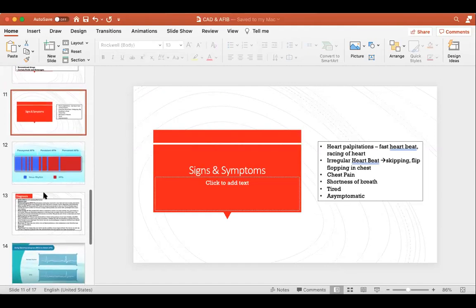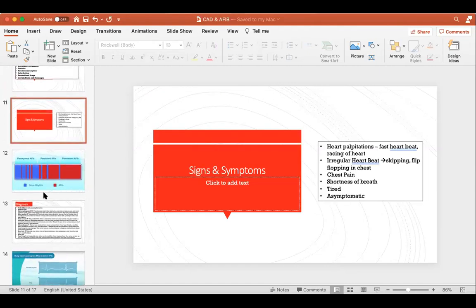Usually the signs and symptoms that patients may describe are that they feel their heartbeat is really fast or racing, or it's skipping and flip-flopping in their chest. They may have chest pain, shortness of breath, they may be tired, or they may just be completely asymptomatic.